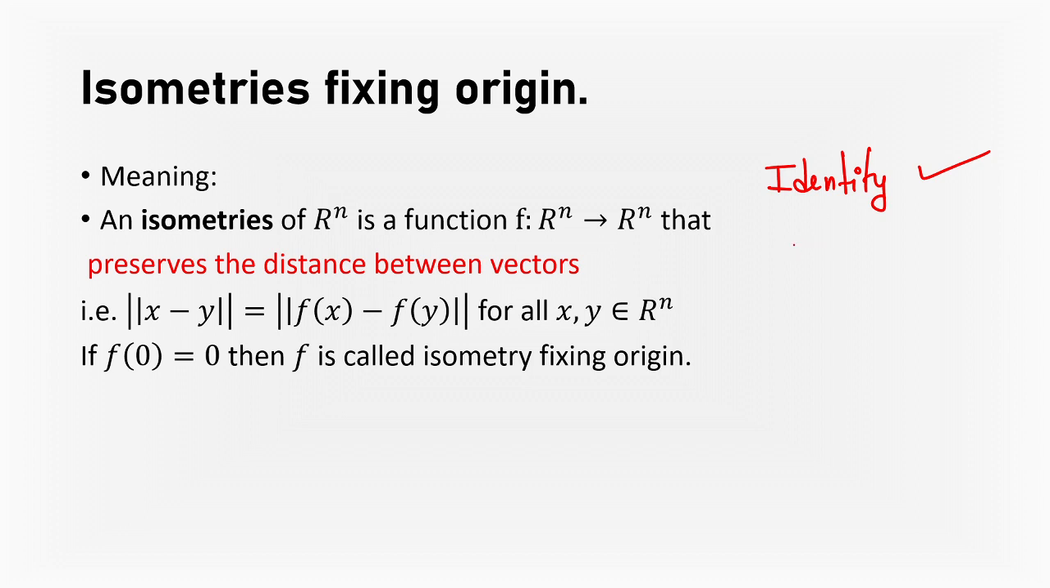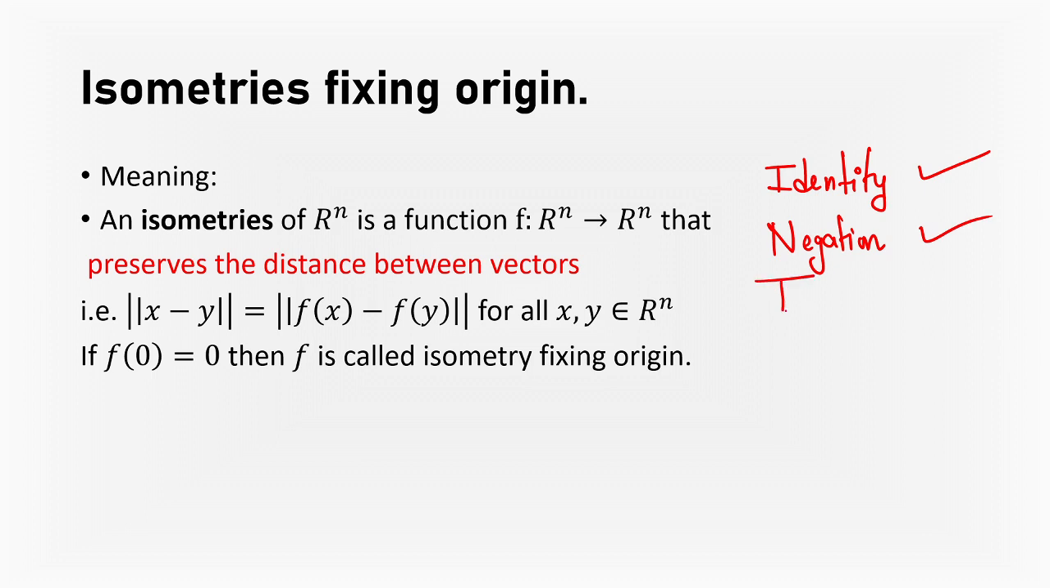The next one we talked about was a negation, meaning every vector will go to the negative of it. That means x gets mapped to minus x. Can you say this is an isometry fixing origin? Because 0 goes to minus 0, that is 0 for us. So yes, this is also an example of it.